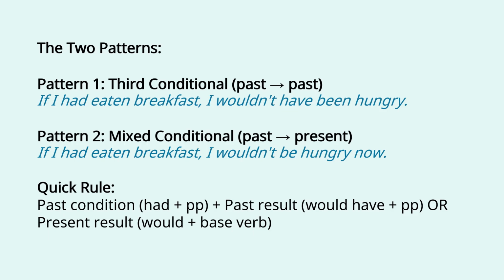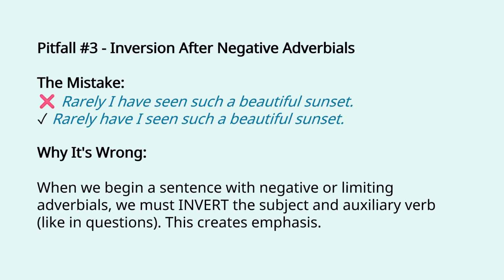The two patterns. Pattern 1, third conditional, past, past: If I had eaten breakfast, I wouldn't have been hungry. Pattern 2, mixed conditional, past, present: If I had eaten breakfast, I wouldn't be hungry now. Quick rule: past condition, had plus past participle, plus past result, would have plus past participle, or present result, would plus base verb.